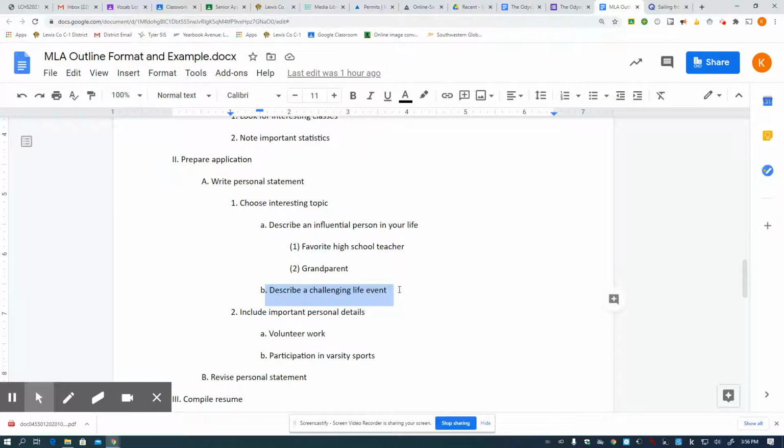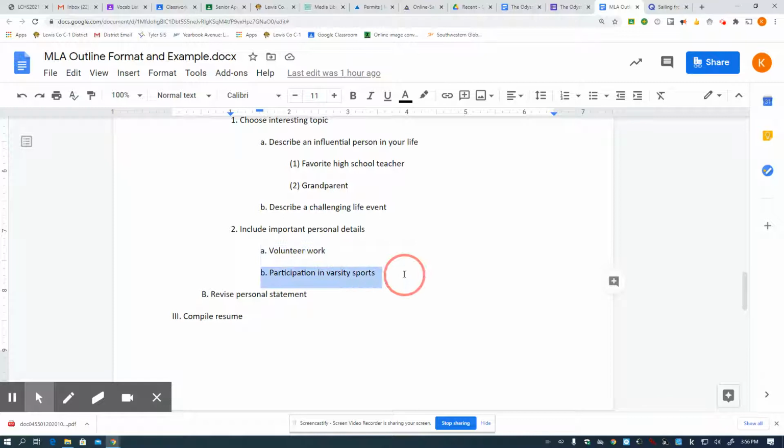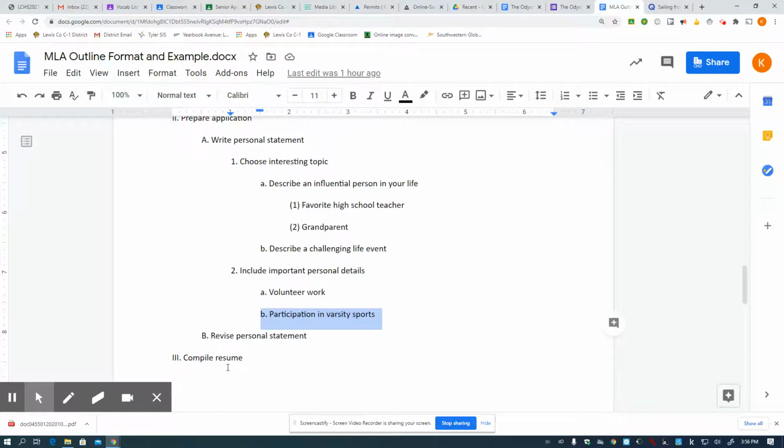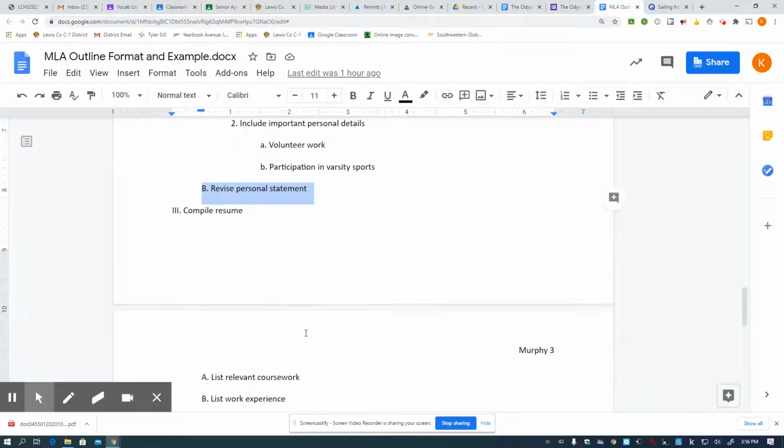So your personal statement up here, A, is also broken down into include important personal details. And our personal details that we have chosen to put in our personal statement is A, our volunteer work, and B, our participation in varsity sports. And then our letter B underneath Roman numeral 2 is revise your personal statement.